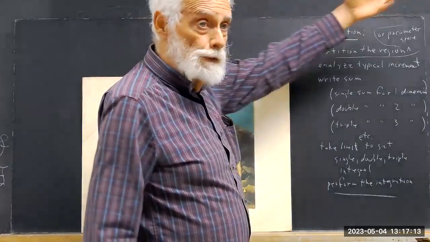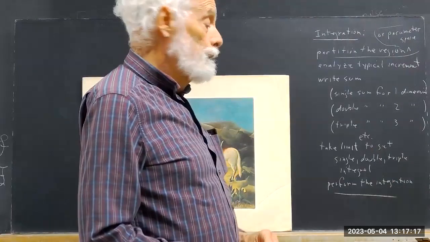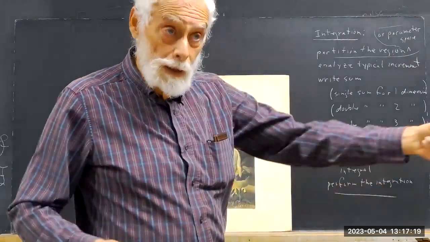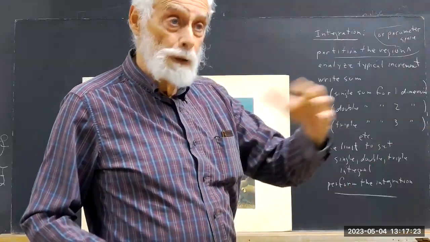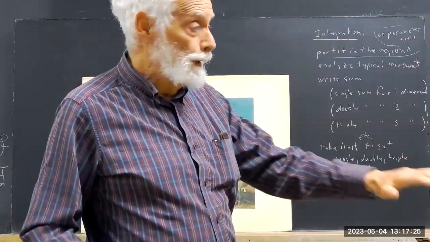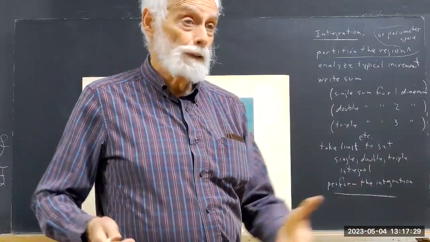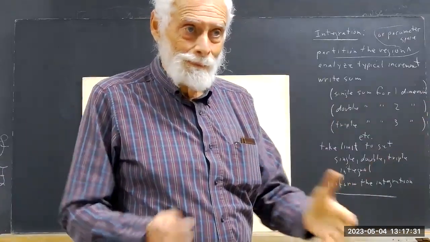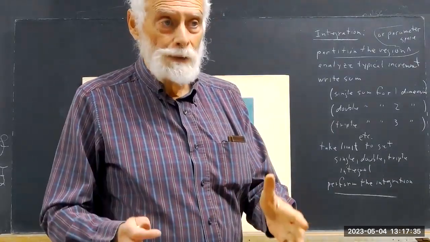Look at the integration, just a general overview of the integration. You typically don't have a region. It might be a line, might be part of the x-axis, might just be one axis. It might be a curve. If it's a line, you just partition the x-axis between A and B. Look at what happens in a typical partition.